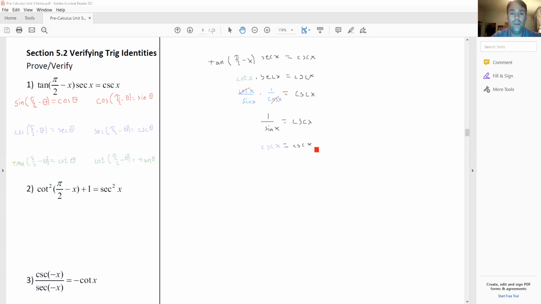All right, I want you guys to go ahead and try this next one then to see what you come up with here. So cotangent squared of pi over 2 minus x, plus 1, equals secant squared x.